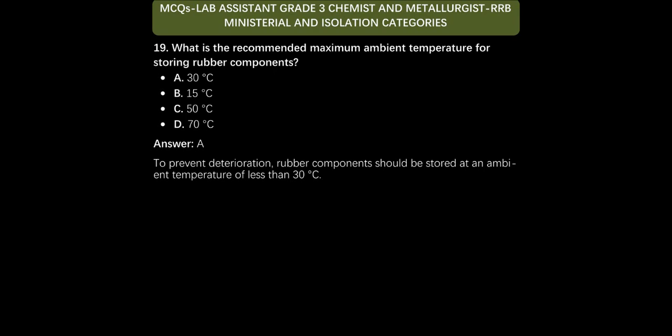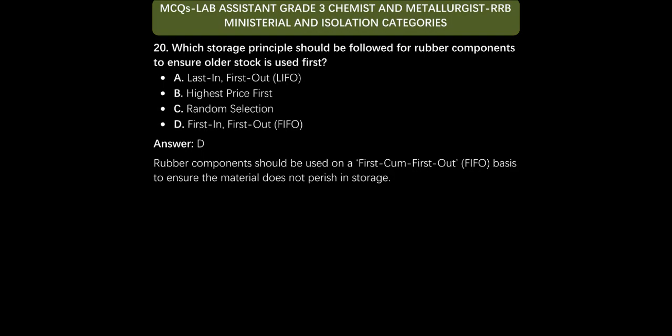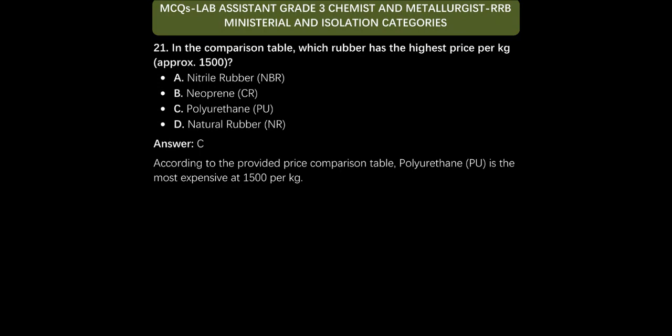What is the recommended maximum ambient temperature for storing rubber components? Option A, 30 degrees Celsius. Which storage principle should be followed for rubber components to ensure older stock is used first? Option D, first in, first out. In the comparison table, which rubber has the highest price per kg? Option C.